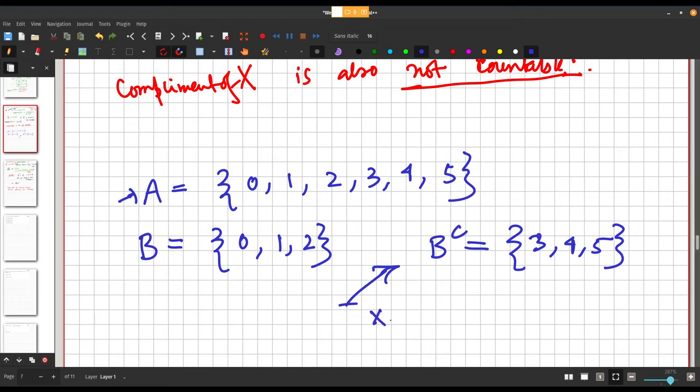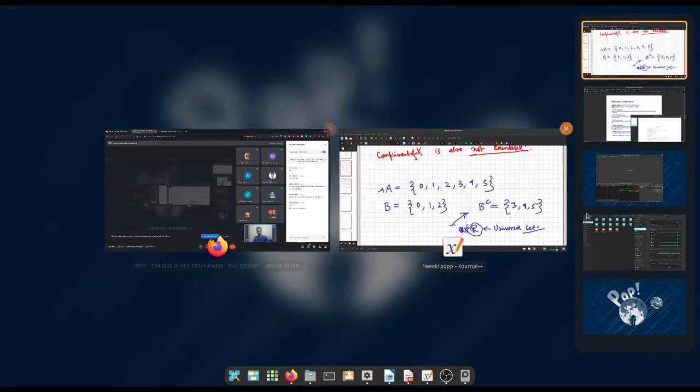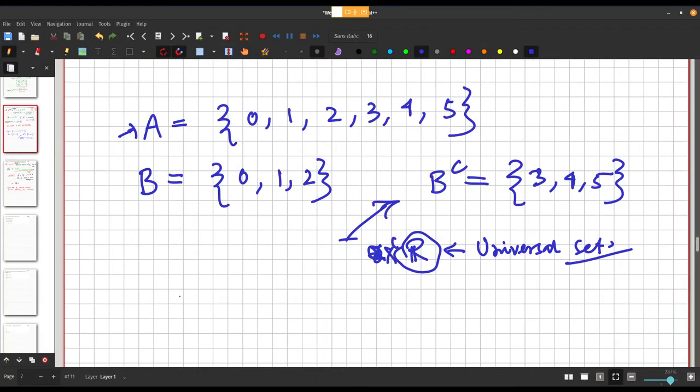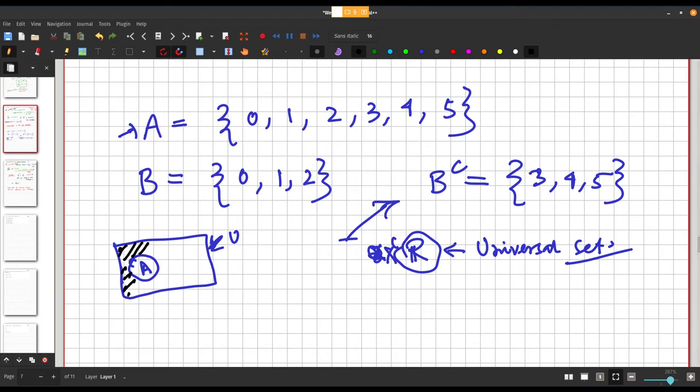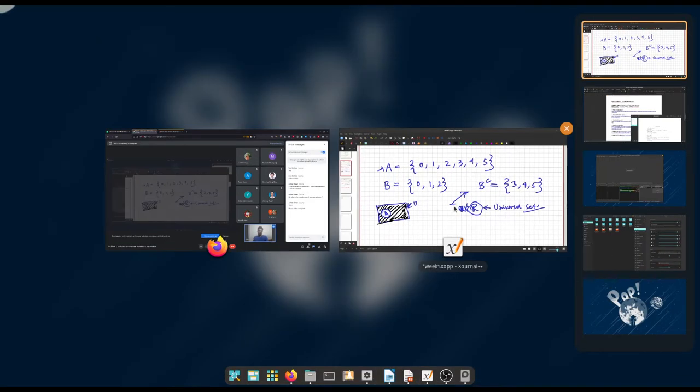And in a similar way, for the problem that was given here, the complement of X was taken by considering the set of real numbers as the universal set. We can also see it from a diagram. So let us consider this as A and the whole thing as the universal set. Then the complement will be actually the elements which are present in the universal set but are not present in A. So that's how you define a complement.